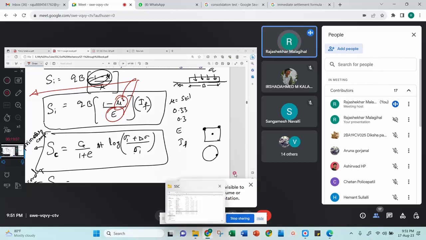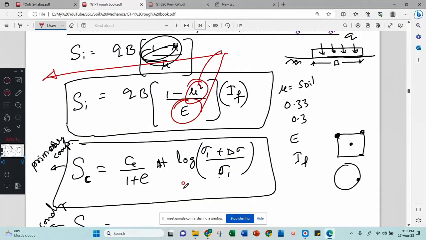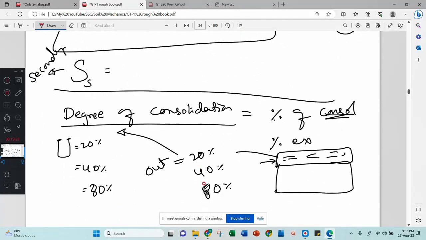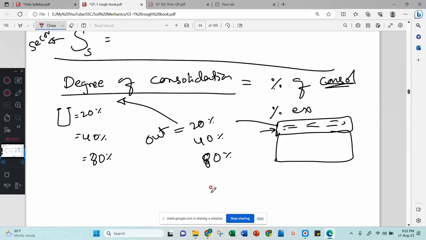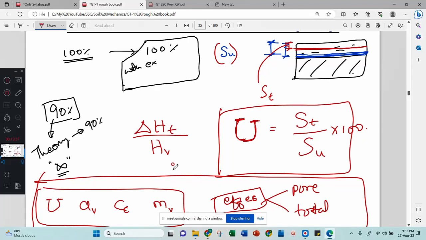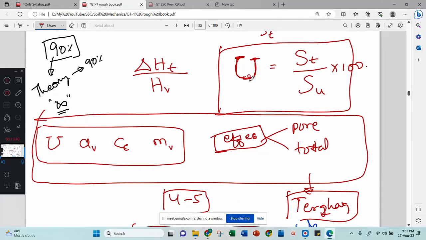The other two elastic constants are G and K, that is, bulk modulus and shear modulus. Done. After that, we introduced one more term, the degree of consolidation. It is nothing but the percentage of removal of water, percentage of expulsion of water. 100% is not possible, 90% is possible. Then we gave the equation for the degree of consolidation.